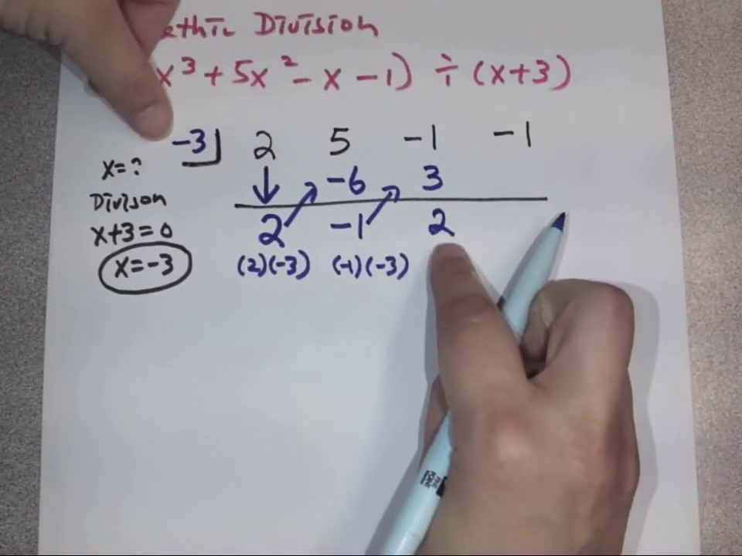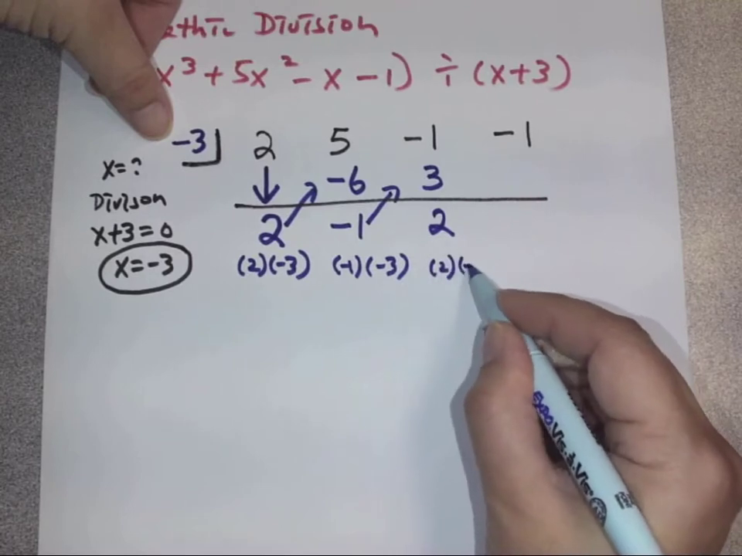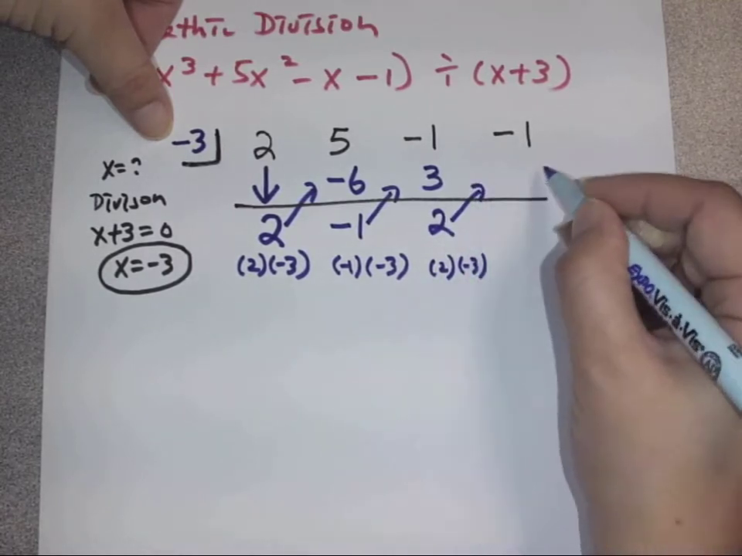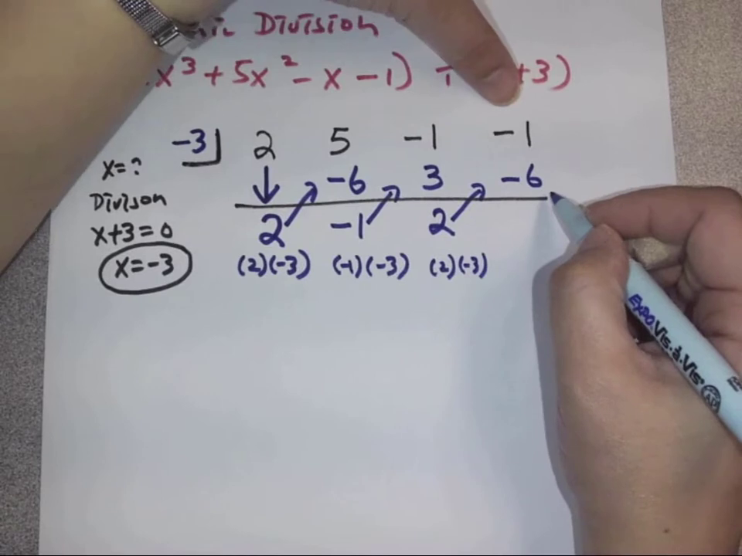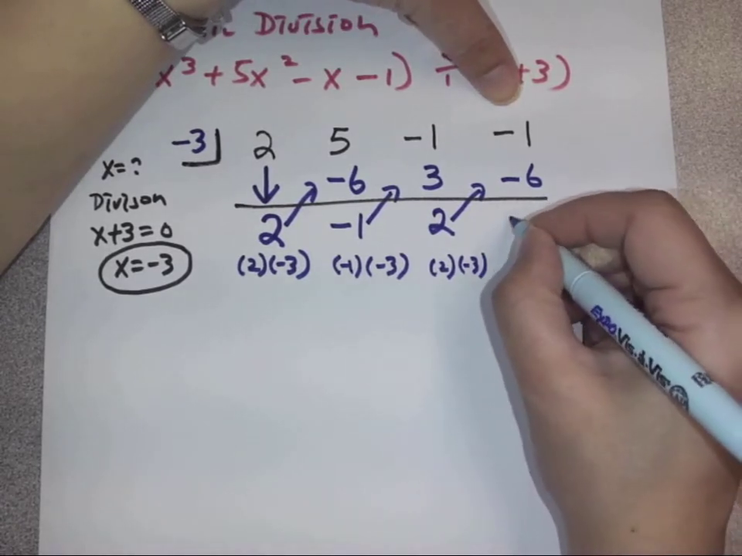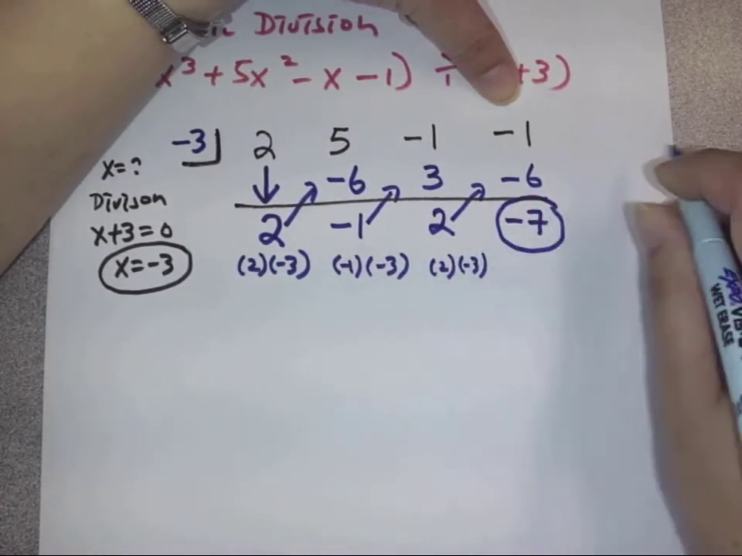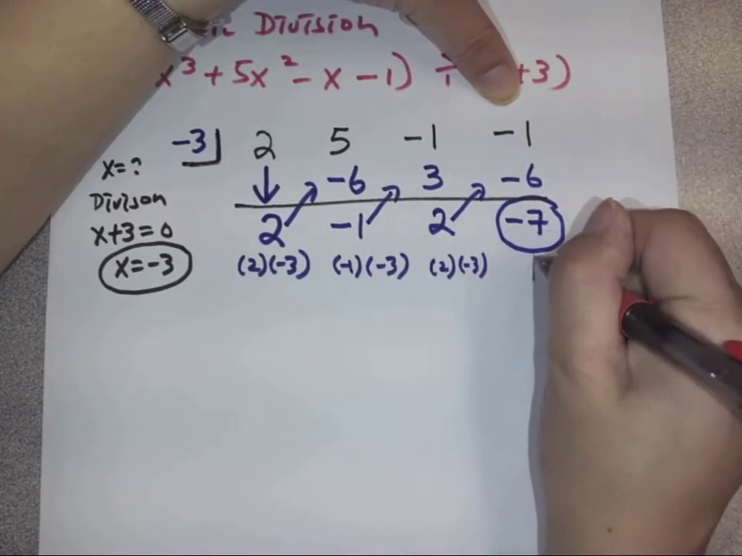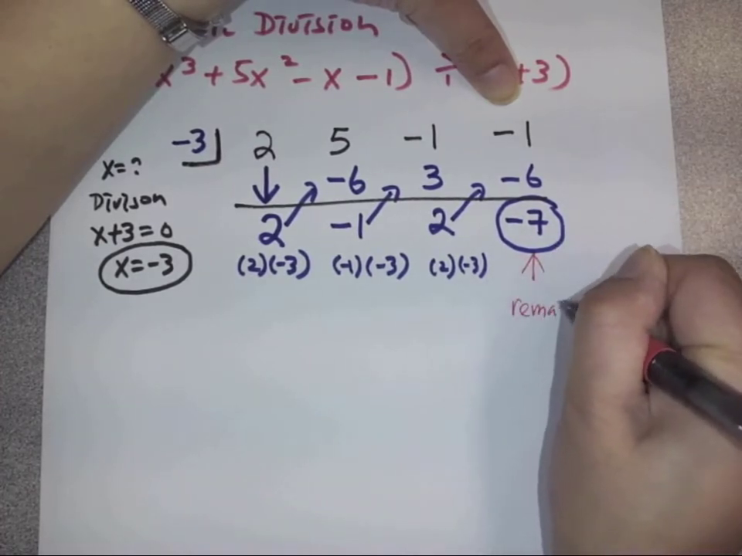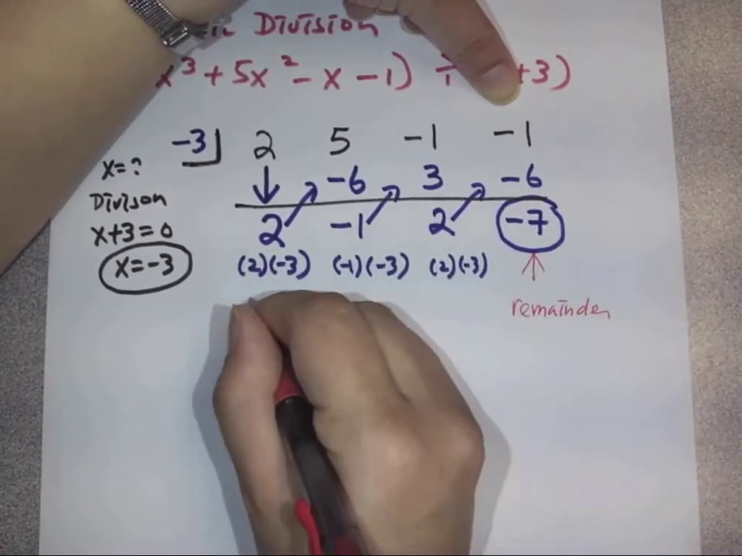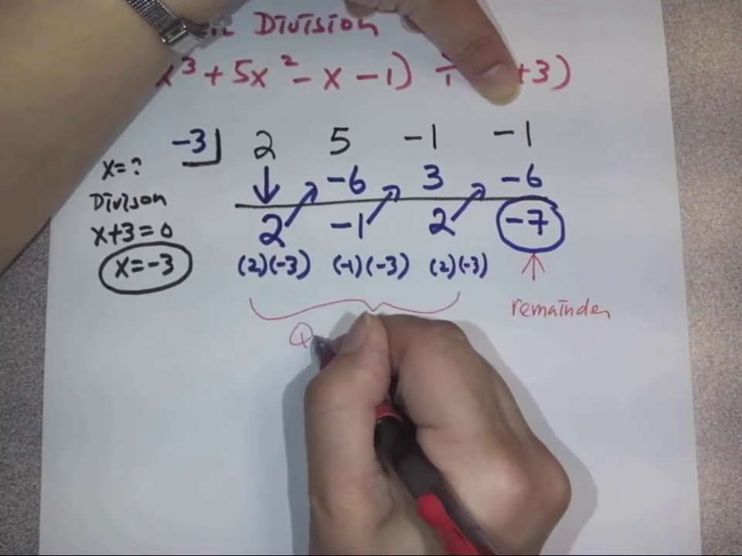3 combined with negative 1 is 2. So these two multiply together. 2 times negative 3, negative 6. And these two combined together, we have negative 7. So this one will become your remainder. And this part is your quotient.